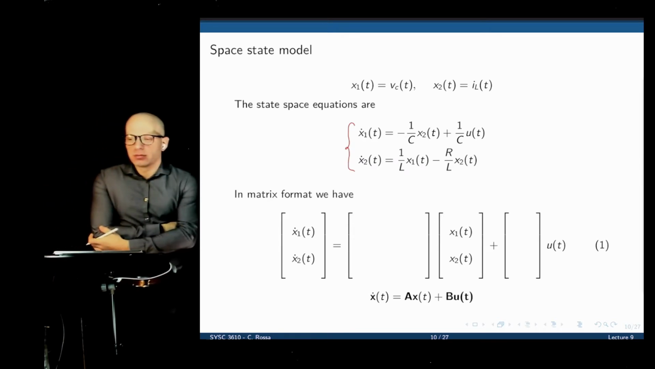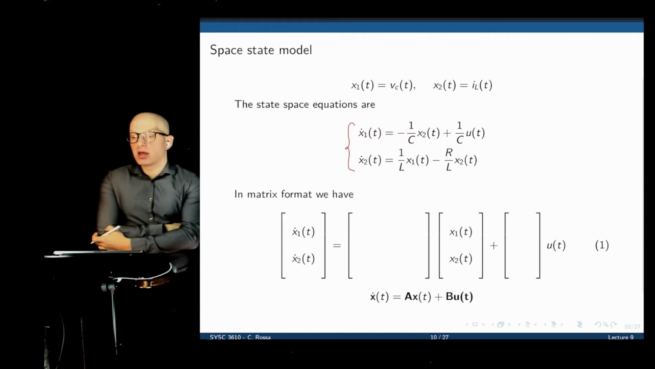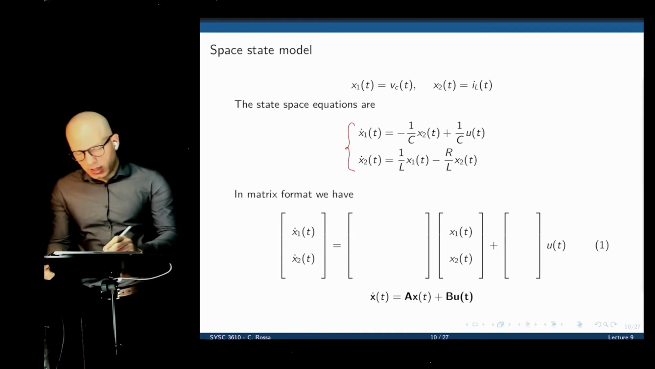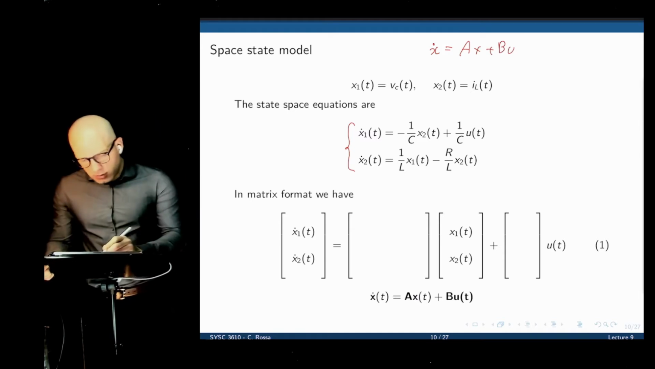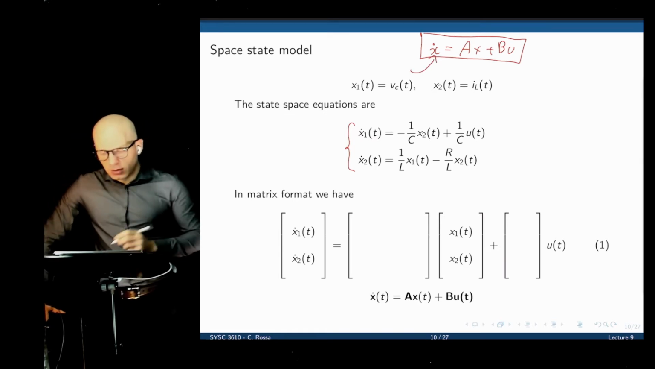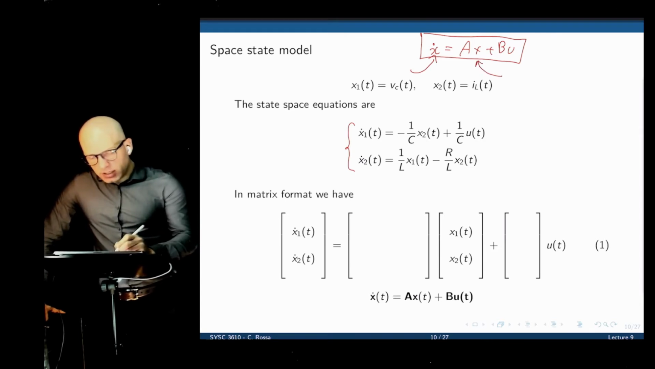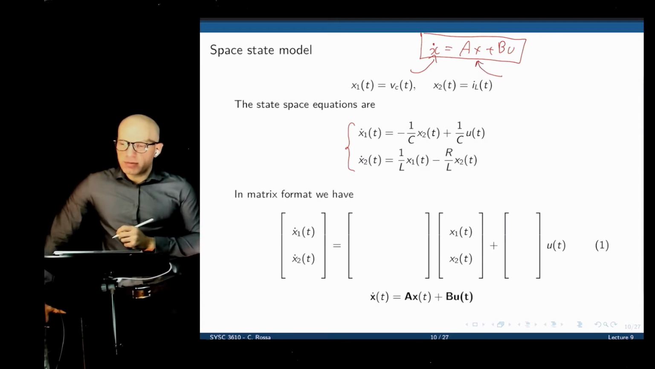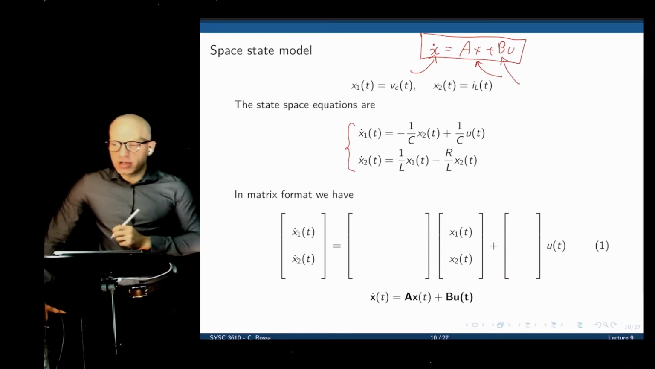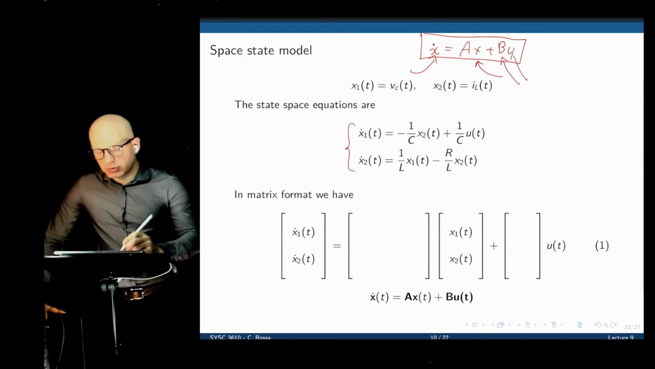Now, here comes the definition for the state space model in matrix format. We want to write these equations as x dot equals Ax plus Bu. What does this mean? We want to know how the states change over time. That's x dot, the derivative of the state vector, which is a function of the current states times a matrix A, a matrix of constants, plus a matrix of constants times the inputs of the system.